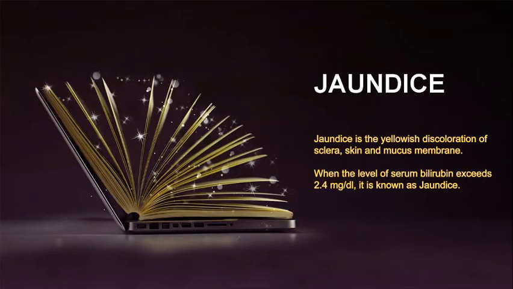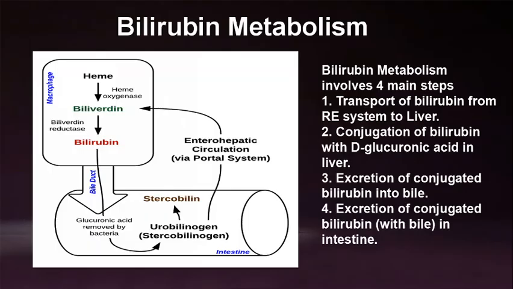So, jaundice is the yellowish discoloration of the sclera, skin, and mucous membrane. When the serum bilirubin level exceeds 2.4 mg per dl, it is known to be jaundice. So, before going to hemolytic jaundice, I'll do a small recap on bilirubin metabolism.